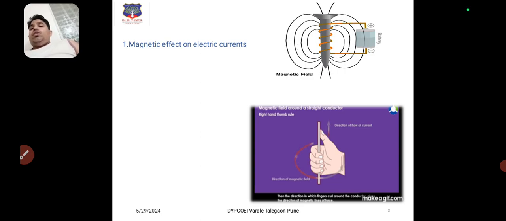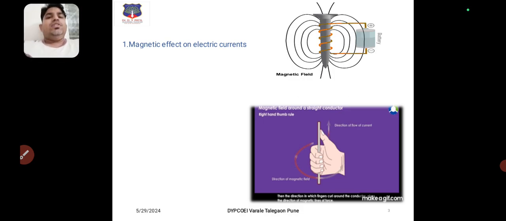So we will move towards the magnetic effect of electric current. We have just discussed that the unit of magnetic flux is the Weber, and the unit of magnetic flux density is Weber per meter square. The unit of MMF is AT. The unit of reluctance is AT per Weber. Permeance is the reciprocal of reluctance, so its unit is AT per Weber raised to the power minus 1.